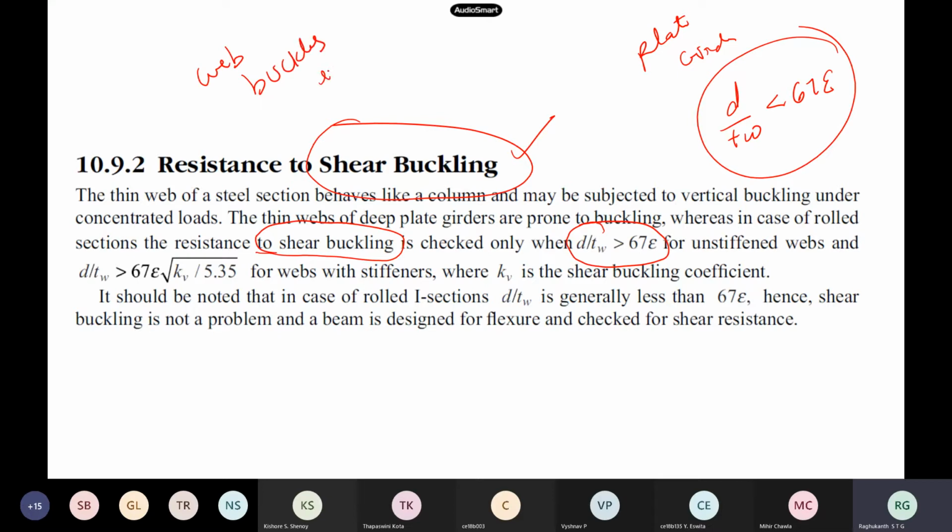Okay, as a plate basically. Because as a plate, with shear buckling, the diagonal buckling, you see, it happens when you are having this plate girder or whatever, this beam. When the depth is very large, say in a plate girder, then this chance is possible actually.